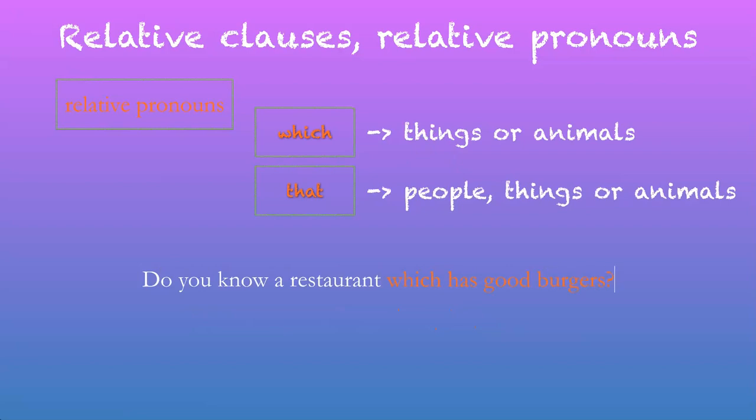Which is used for things and animals. So do you know a restaurant? The restaurant is not clear. You need to define it. You use the relative pronoun which and the relative clause which has good burgers. And you can also use that as a relative clause.